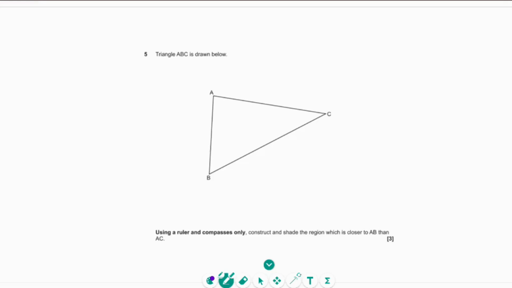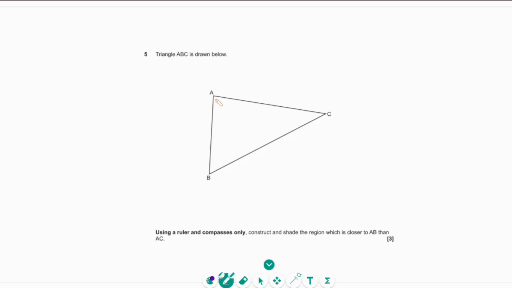Okay, so we've got a loci question here, which is kind of difficult to do because I don't have a compass on my tablet. I can show you how to do this. I'm going to have to just describe it as best I can. So we're using a ruler and compass only. Construct and shade the region which is closer to AB than AC.